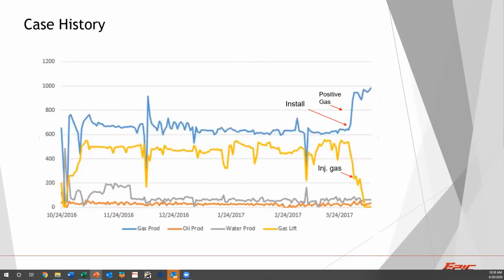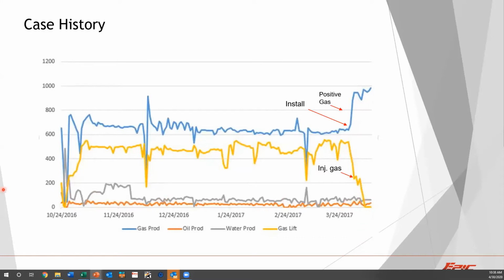Our next system, you can see that we got very good positive gas. And this is a really good example where we got so much positive gas that we are actually able to turn off our compressor and release it. In this case, we were able to stabilize our fluid rates.